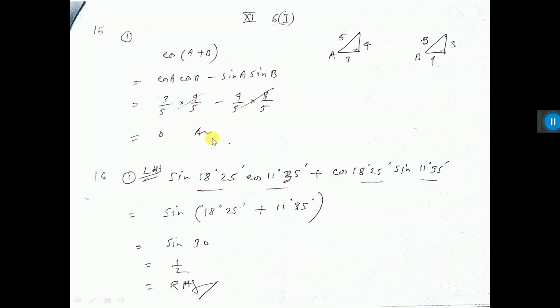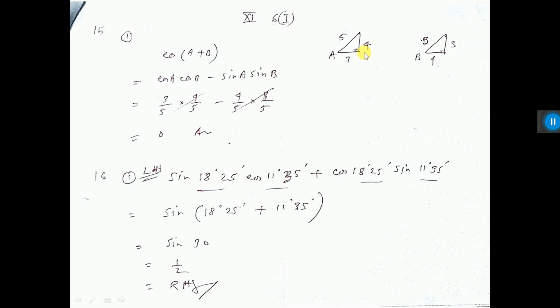The question was already given to you in the last video. We have to prove that cos A plus B equal to, from this triangle, this is angle A, this is angle B.